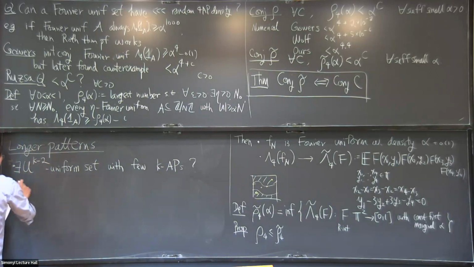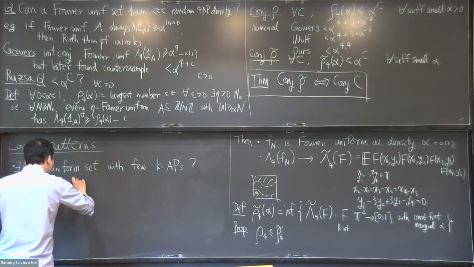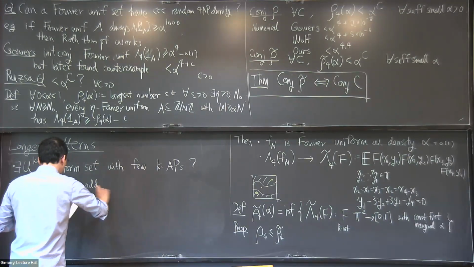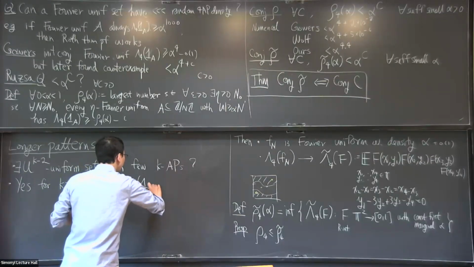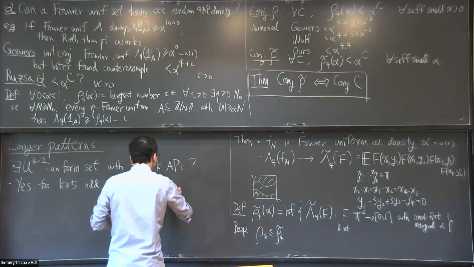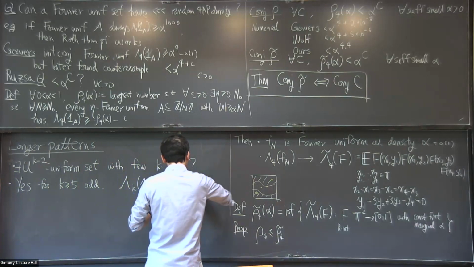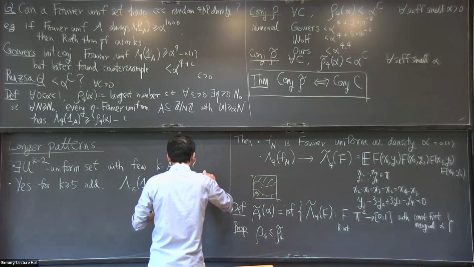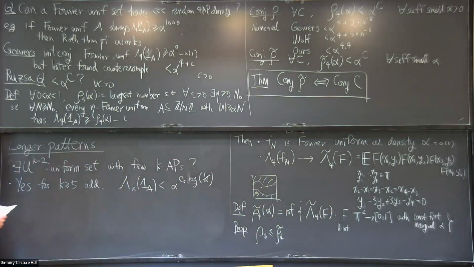Okay, so we know now that the answer is yes for odd k. As in, if you look at the A with, so there exist constructions of A where this k-AP density decreases like that of the Behrend construction, faster than any polynomial.